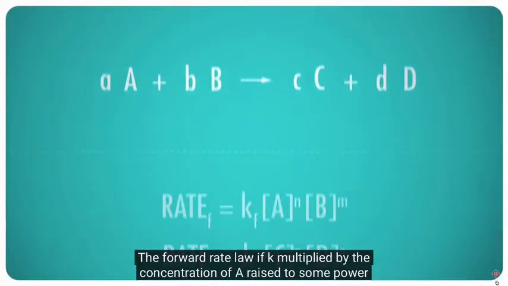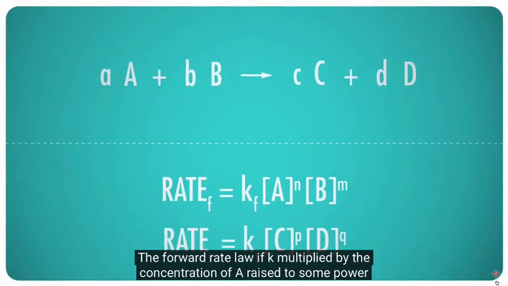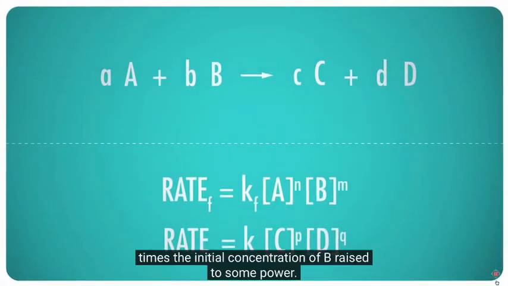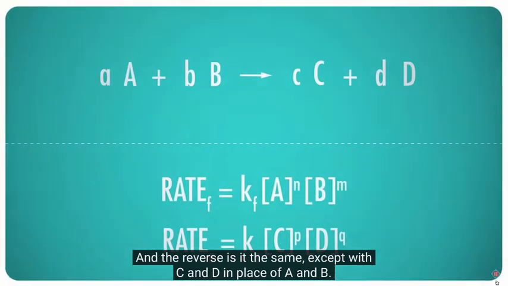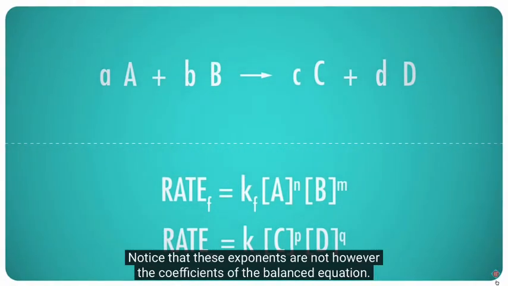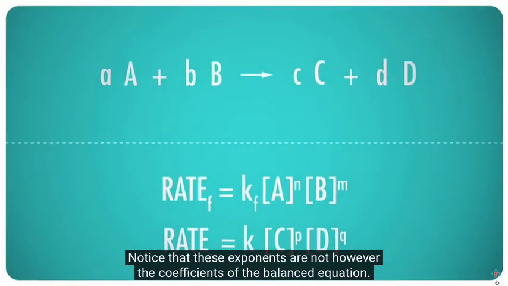The forward rate law is K times the initial concentration of A raised to some power times the initial concentration of B raised to some power, and the reverse is the same, but with C and D in place of A and B. Notice that these exponents are not, however, the coefficients of the balanced equation.